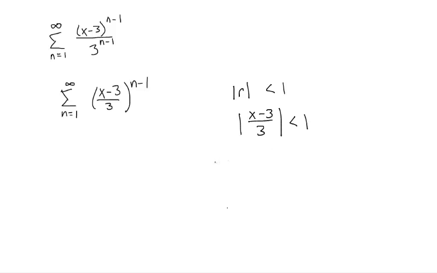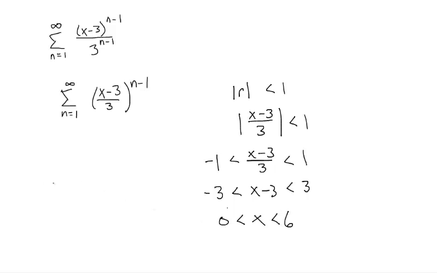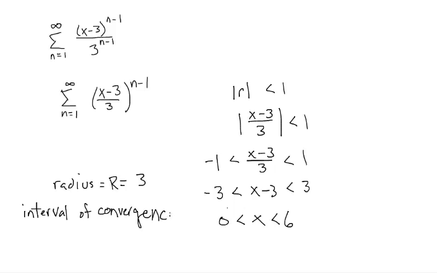And then we can have an inequality from negative 1 is less than x minus 3 divided by 3 is less than 1. And now multiply everything by 3. So we have negative 3 is less than x minus 3 is less than 3. And now add 3. So we have 0 is less than x is less than 6. So our radius of convergence, or capital R, is equal to 3. And our interval of convergence is 0 is less than x is less than 6. And that's our video on power series.